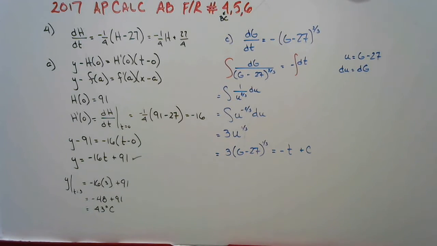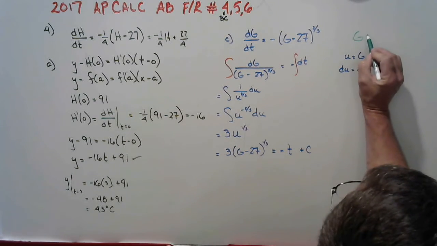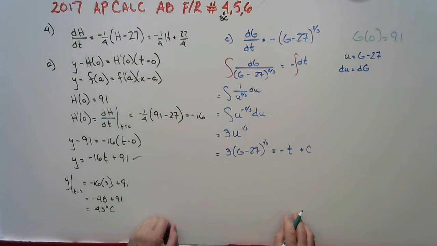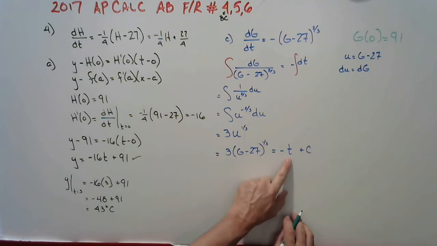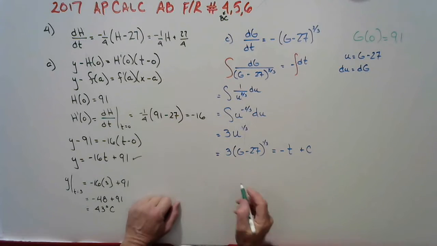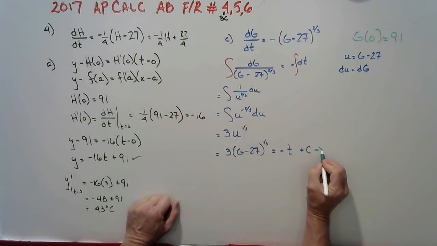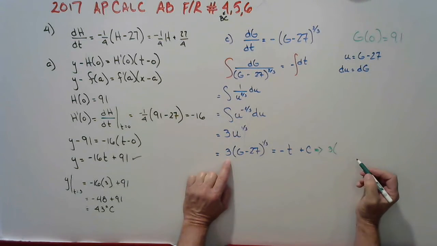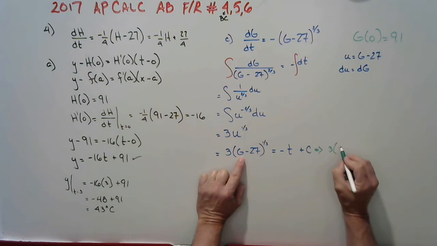What do we know that's going to allow us to solve for the constant? Well, we know at the beginning, let's see what they tell us. Okay. So g of 0 is once again 91. So at time 0, our temperature is 91. So if we use that right here, what are we going to get? We're going to get 3. Our temperature is 91, right?